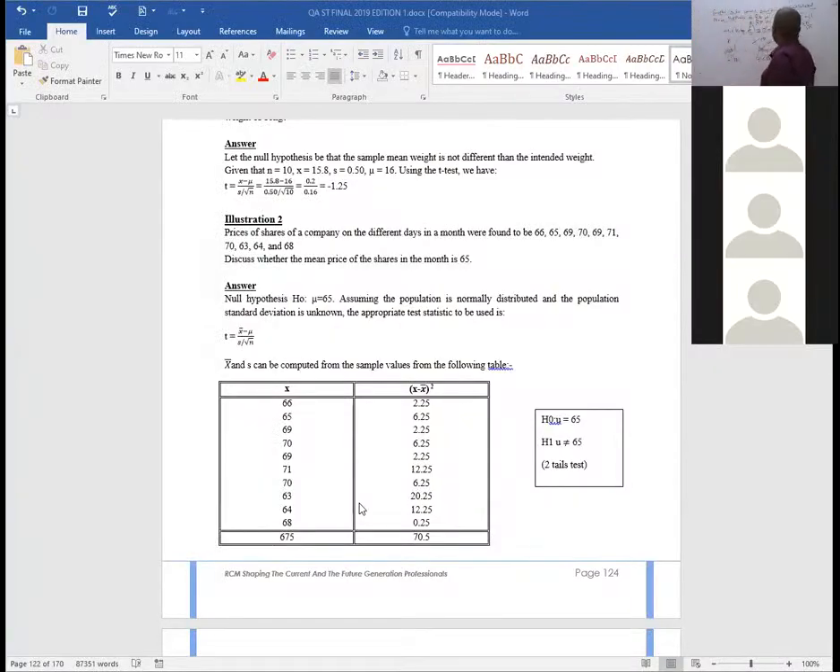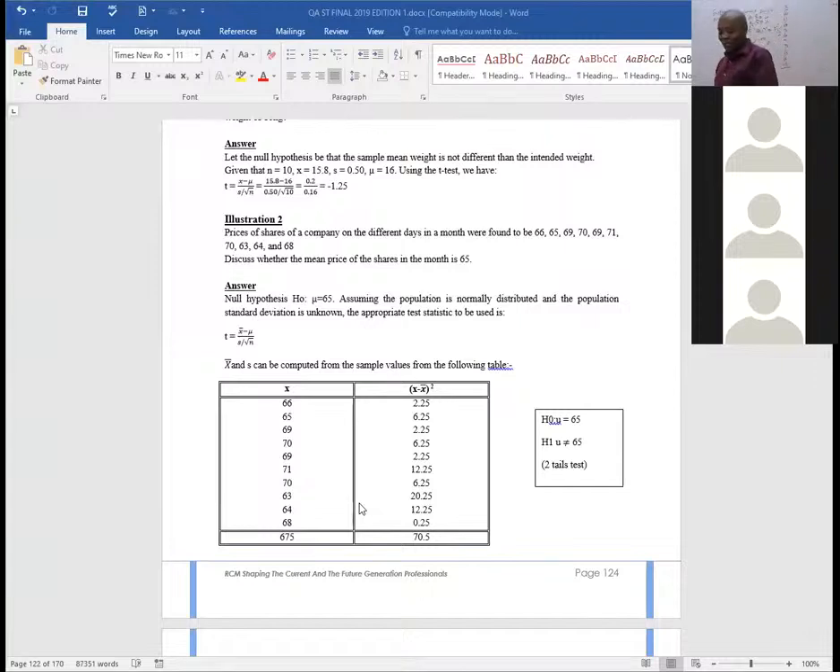So we have our X, we are simply tabulating this. X is 66, 65, 69, 70, 69, 71, 70, 63. I have to rewrite again, my table will not be enough. So we have X there: 66, 66, 65, 69, 70, 69, 71, 70, 63, 64, 68, like that. So ladies and gentlemen, I would want to get X bar out of this information.